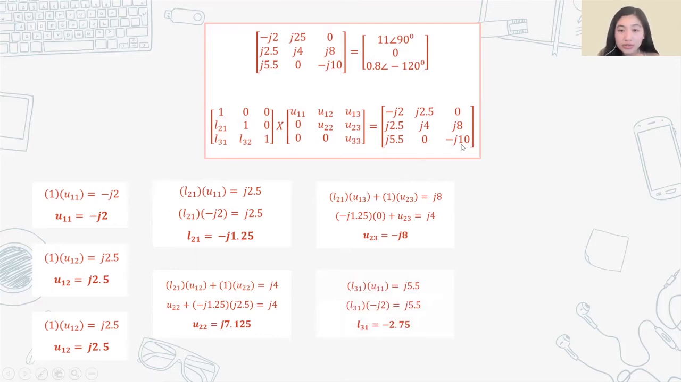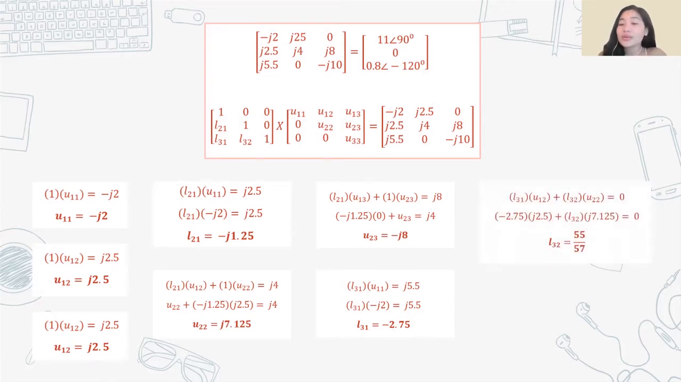As you can see, nasa third row na tayo, and we are going to solve for our L31. L31 multiplied by our U11, since nandito siya sa first column, will be equivalent to j5.5. And by just doing the math, our U11 is equivalent to a value of negative j2. So, by means of dividing j5.5 all over negative j2, we are coming up with an answer of negative 2.75 as for the value of L31.